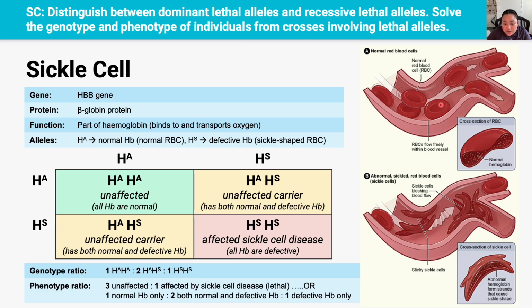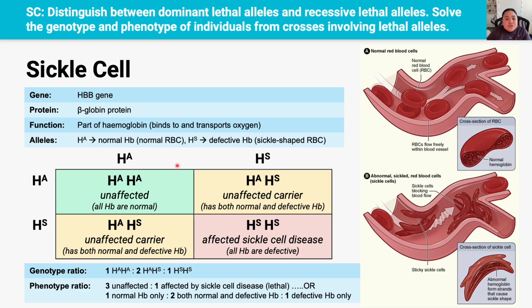So this is what a normal-shaped red blood cell and a normal-shaped hemoglobin protein looks like, whereas the defective hemoglobin forms these long strands on the inside of a red blood cell, and that alters the shape of the red blood cell, causing them to have a sickle-like shape.